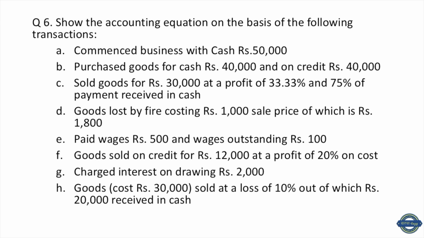Paid wages rupees 500 and wages outstanding rupees 100. Goods sold on credit rupees 12,000 at a profit of 20% on cost. Charged interest on drawing 2,000. Goods cost rupees 30,000, sold at a loss of 10%, out of which 20,000 received in cash. Please pause the video so that you can copy down the question and solve this along with me.